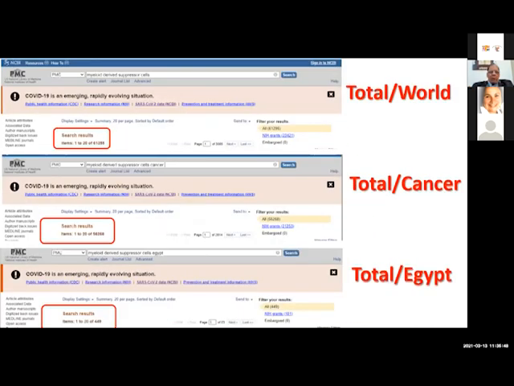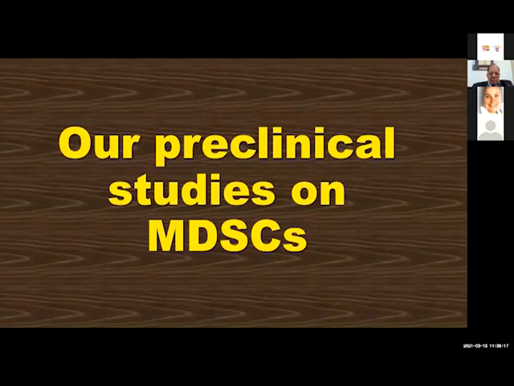When I looked yesterday at the number of publications, you cannot imagine, for MDSC the total number is over 61,000, and in the case of cancer, 56. So most of the publications are linked to cancer. And in Egypt, I found an appreciable number of publications, but it includes those from inside and outside Egypt.